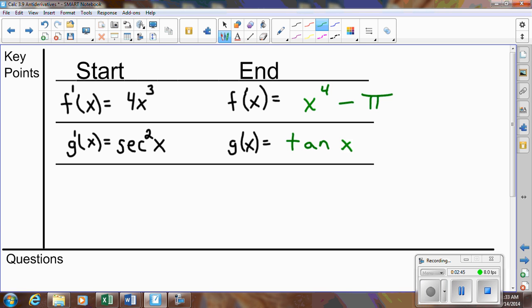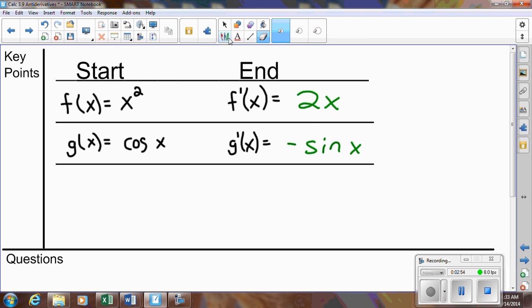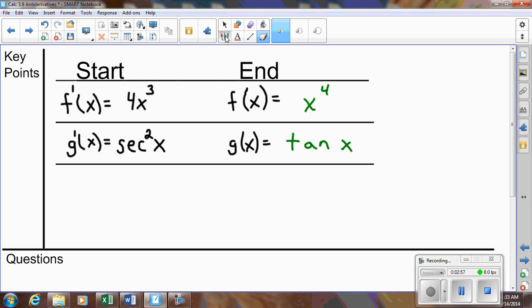Same. When we take antiderivatives, we are always going to encounter plus a constant. Because this whole piece of x to the fourth could have been plus any constant number, it could have been minus any constant number, and when you take its derivative, you still wind up with 4x cubed.